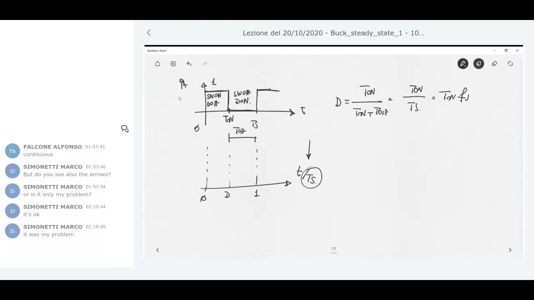The duty cycle ranges from 0 to 1. It is 0 when T on is 0, so there is no switch on, and 1 when there is no switch off, so the switch is always on, when T on is equal to Ts.